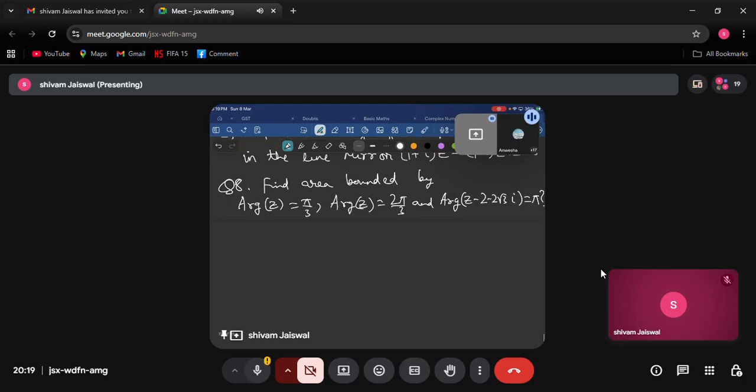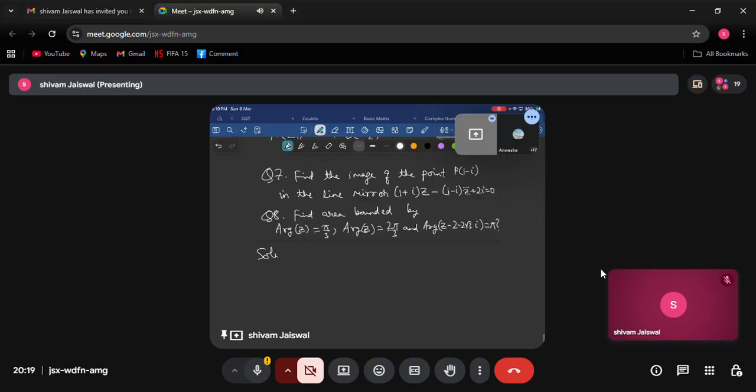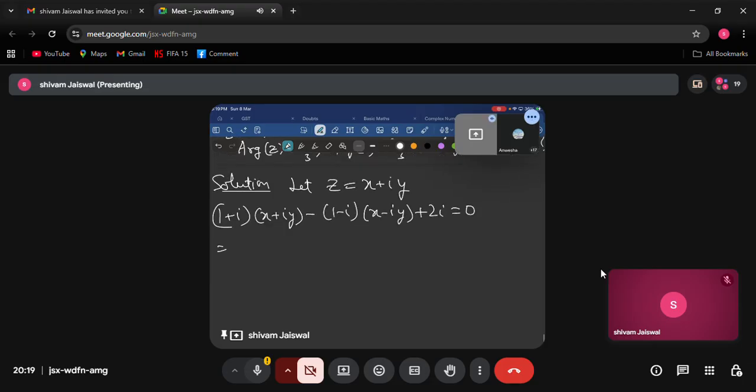Okay, let me start. As I asked you to convert it into a straight line, let z is equal to x plus iota y. Rija, check your answer again. So what are we getting? (1 plus iota) into (x plus iota y) minus (1 minus iota) into (x minus iota y) plus 2 iota is equal to 0. Okay, let us see what we are getting.